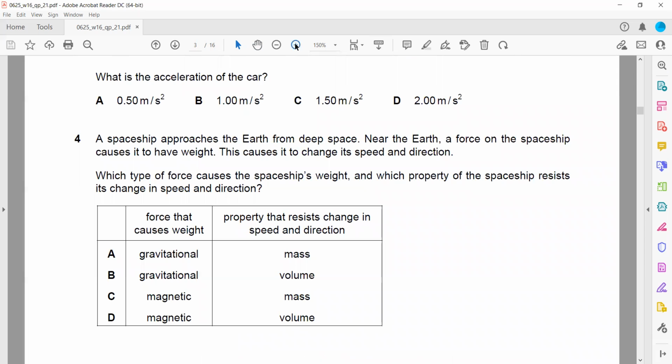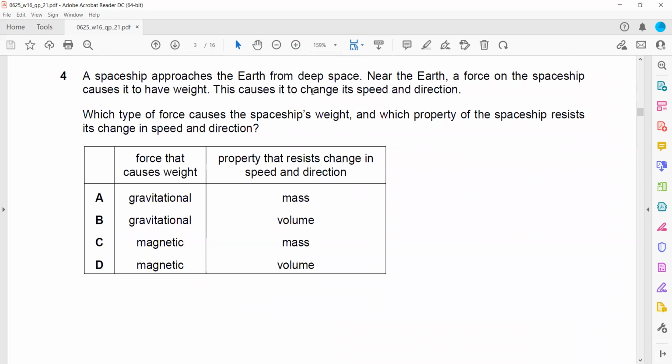A spaceship approaches the Earth from deep space. Near the Earth, a force on the spaceship causes it to have a weight. So what is the force which causes a weight? That is the gravitational force. This causes it to change its speed and direction. So which type of force causes the spaceship's weight? That is gravitational.